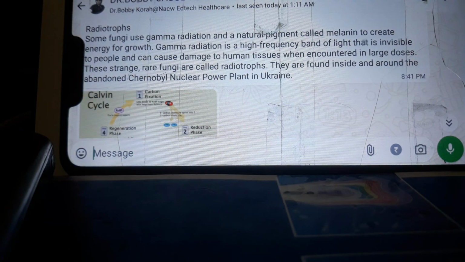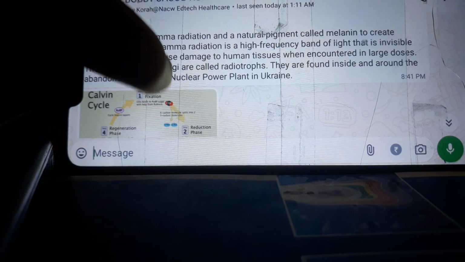Some fungi use gamma radiation and a natural pigment called melanin to create energy for growth. Gamma radiation is a high-frequency band of light that is invisible to people and can cause damage to human tissues when encountered in large doses. These strange, rare fungi are called radiotrophs. They are found inside and around the abandoned Chernobyl nuclear power plant in Ukraine.